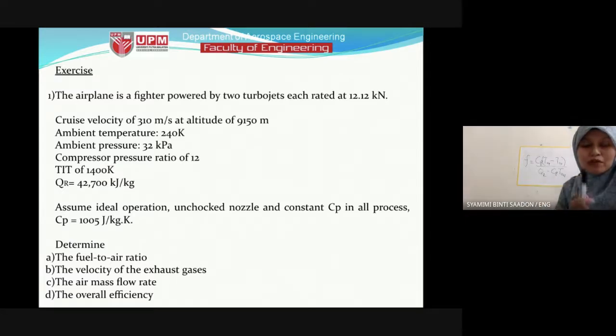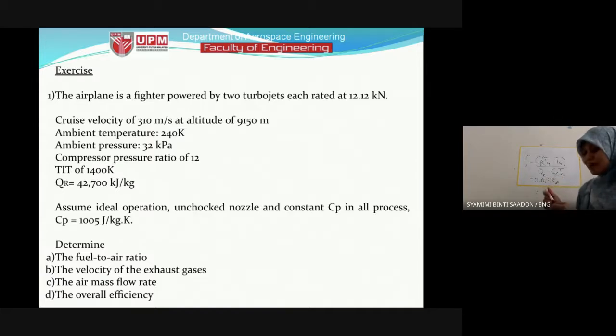Fuel heating value we have 42,700. Since we have QR 42,700 in kilojoule, it's better to change Cp into kilojoule as well, so 1.005, because Cp must be in the same unit. And T total 4 is 1,400. So we can calculate F, which is around 0.0198 or 0.02.